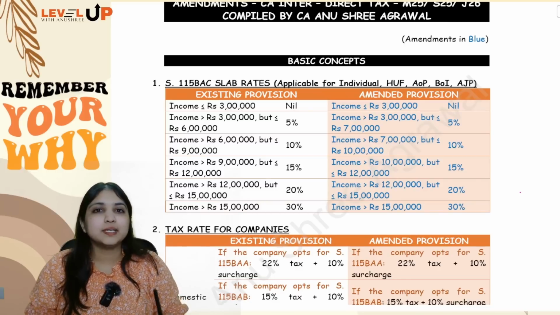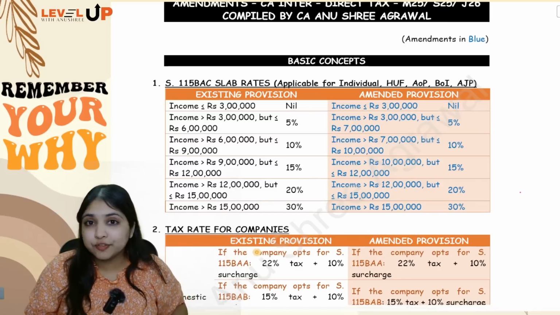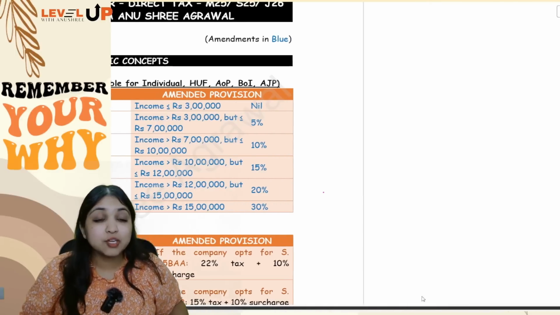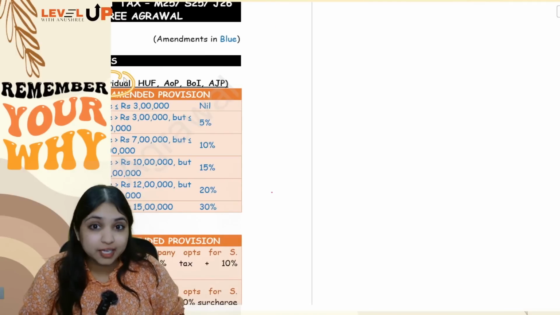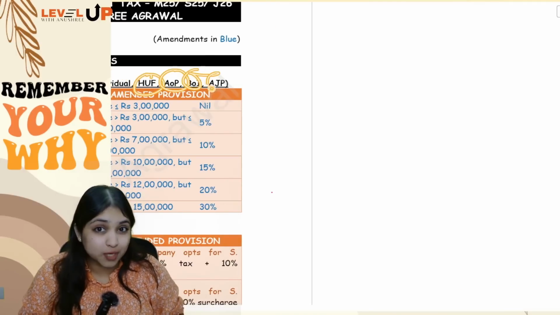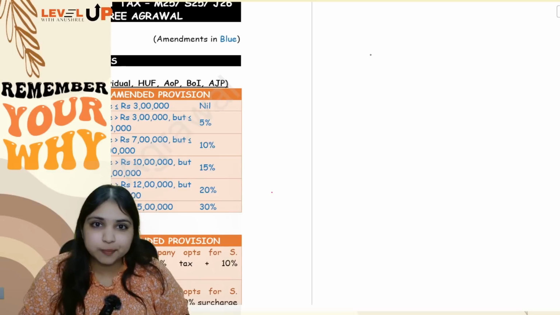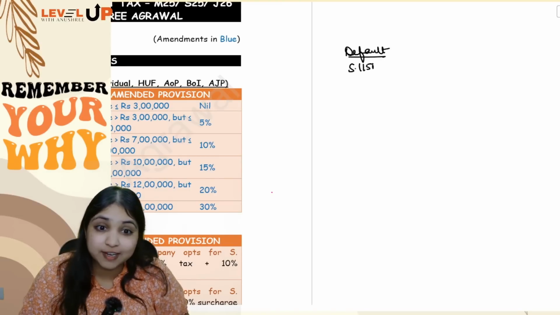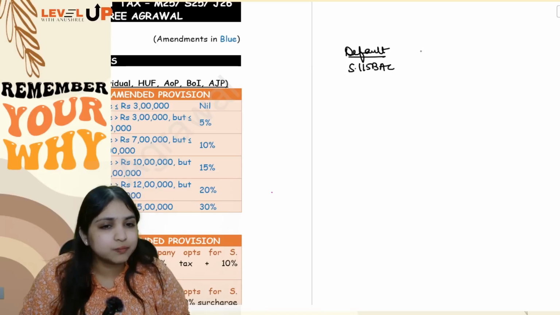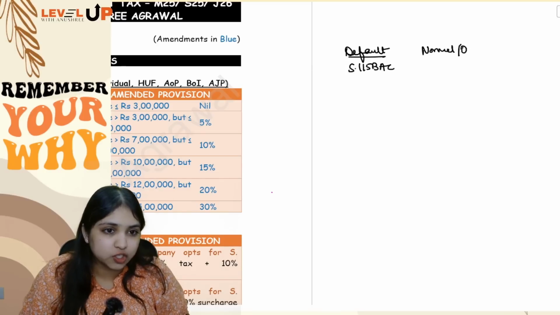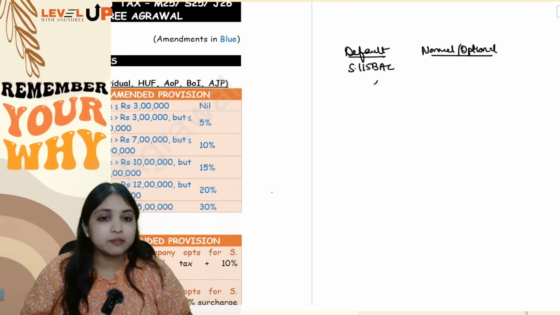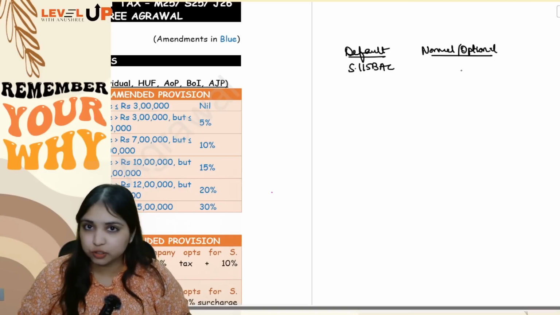Now let's straight away dive into the amendments. Let's start off with the basic concepts. Here there are only two simple amendments. We know very well if the assessee happens to be an individual, HUF, AOP, BOI or AJP, those assessees have two options. They can either follow the default regime, that is section 115BAC, or they can compute tax as per the normal regime, which is also called the optional regime. So assessees have two options. By default they will fall under 115BAC. If they opt out of 115BAC, then they can follow the normal regime.